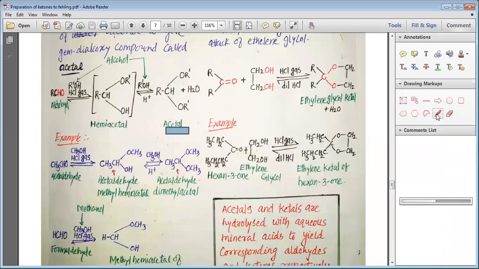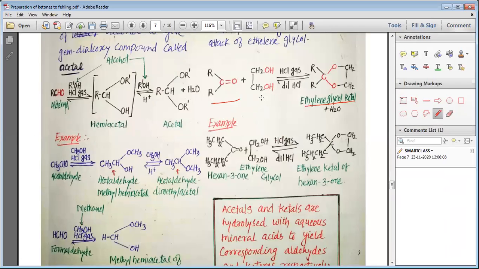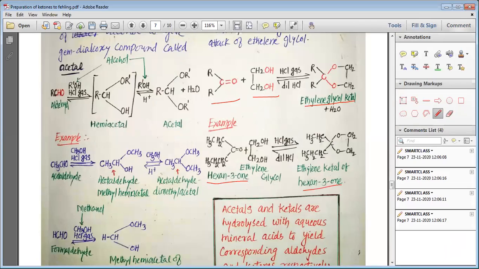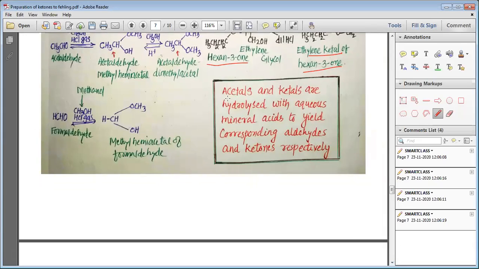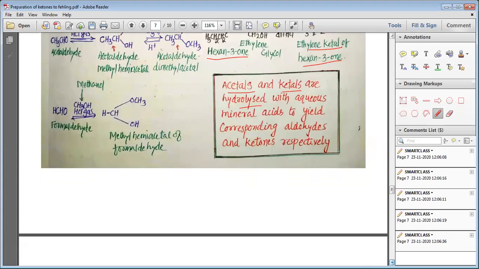In the same way, my dear students, a ketone will give us the ethylene glycol ketal when it reacts with ethylene glycol. So here you can see that hexan-3-one can give the ethylene ketal of hexan-3-one when it reacts with ethylene glycol. This is how we understand the production of acetals and ketals. Acetals and ketals are hydrolyzed with aqueous mineral acids to yield the corresponding aldehydes and ketones.